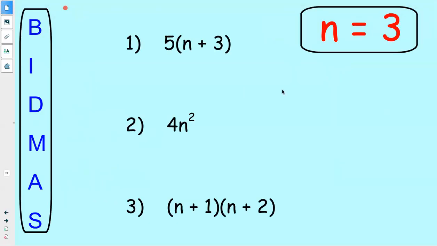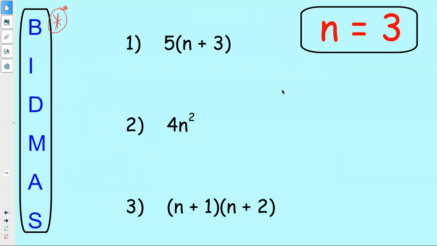Okay, now down the side here, you'll see that I've got a big sign saying BIDMAS. Some people call it BODMAS, some people call it BIDMAS. It's just the order that you do things in math is very, very important. So your B stands for your brackets. Again, I'm assuming you know this. Your I stands for your indices or your powers. Your D stands for division, then multiplication, then adding, then subtracting.